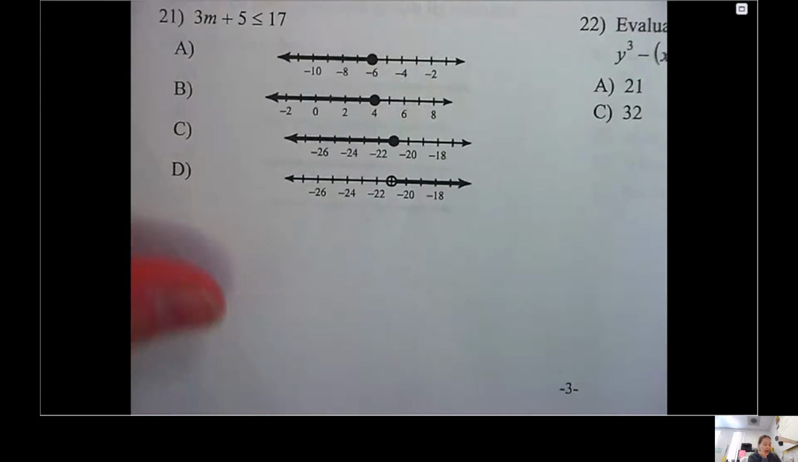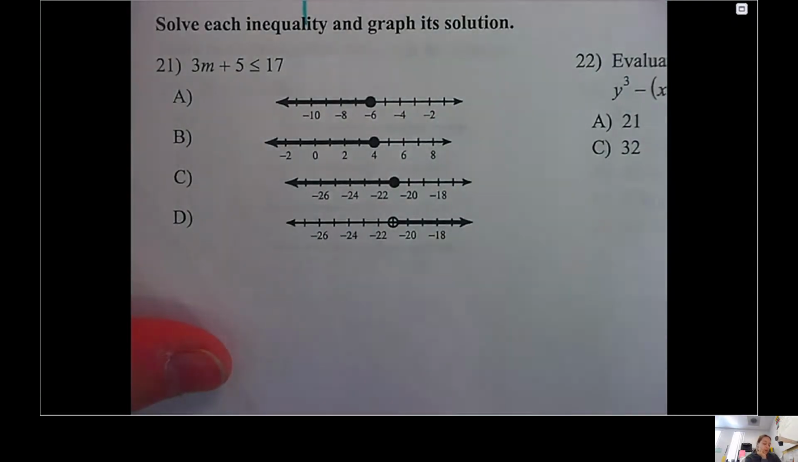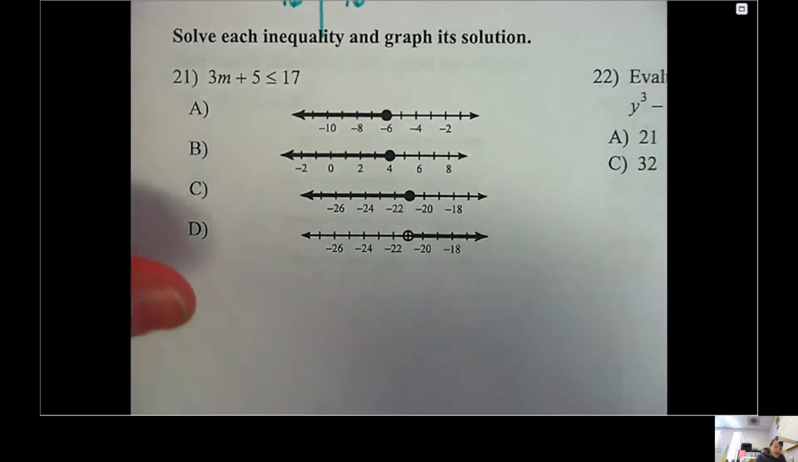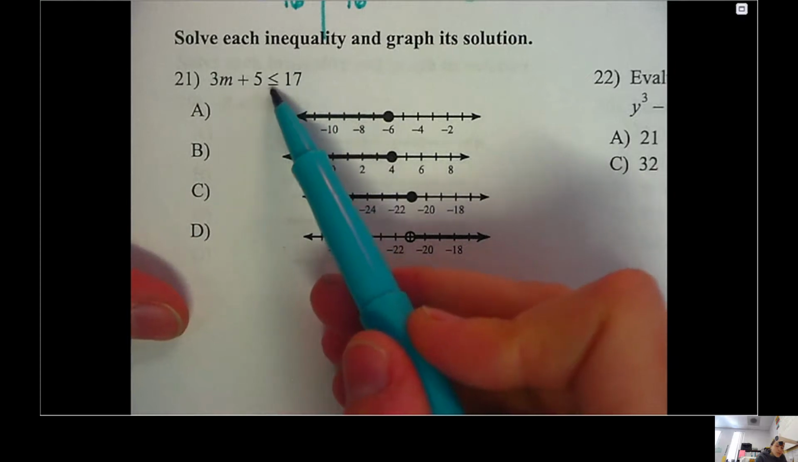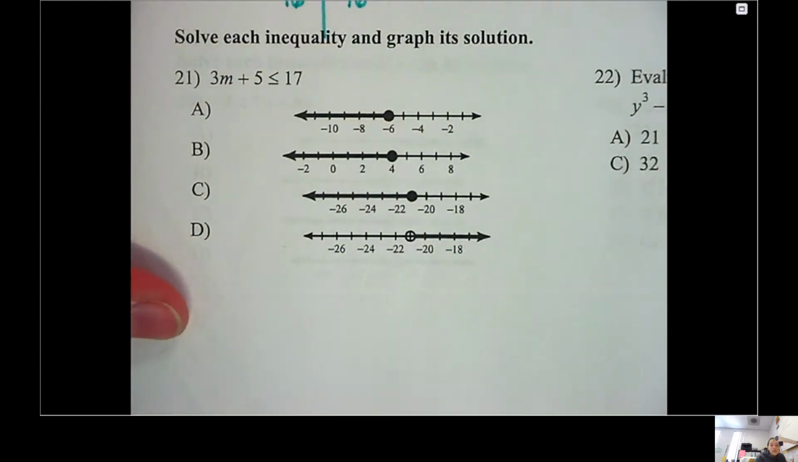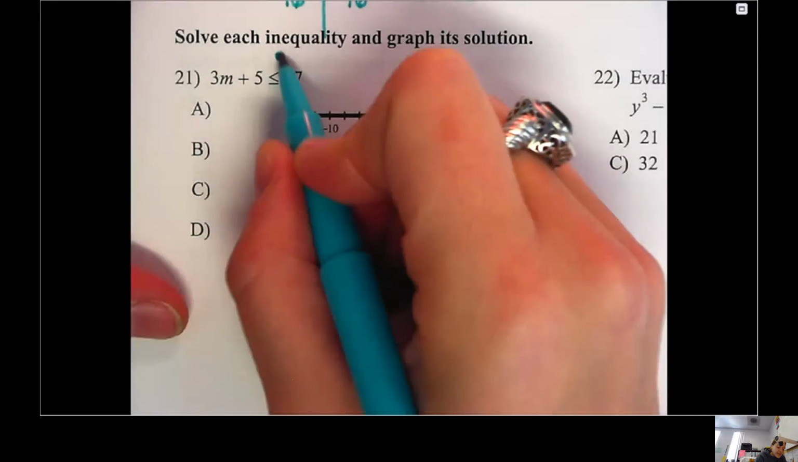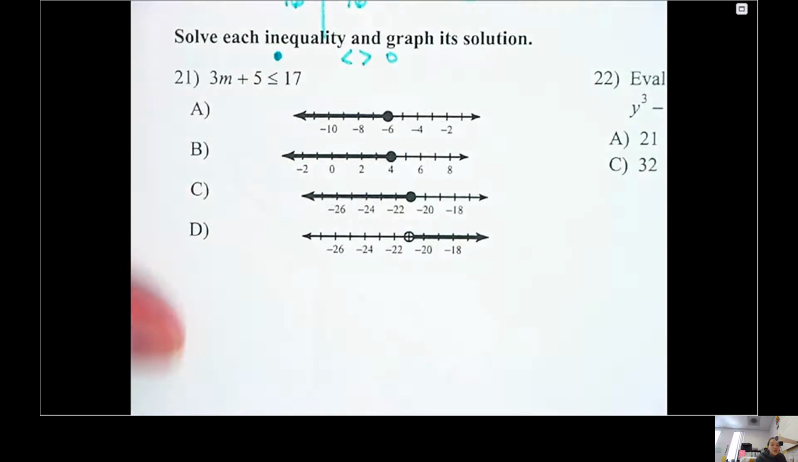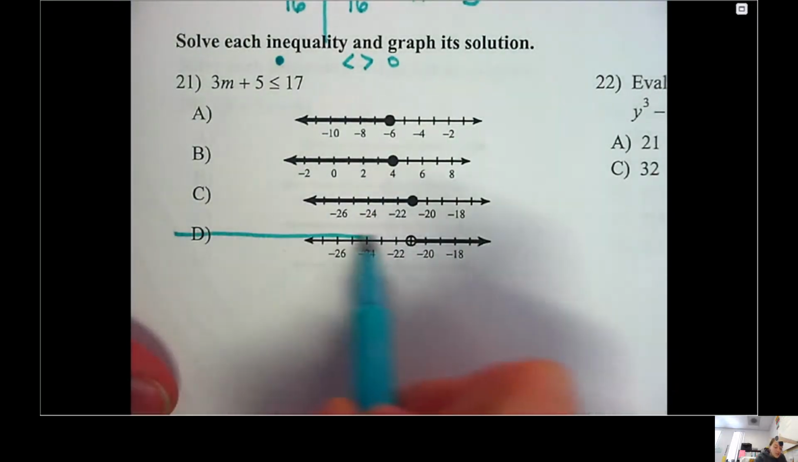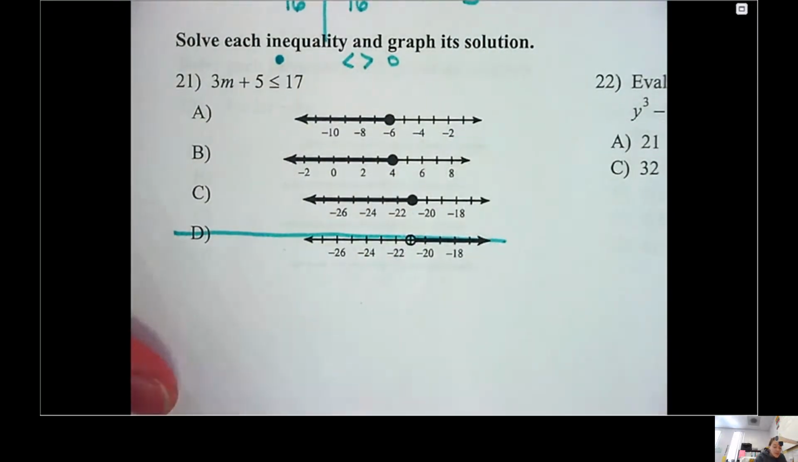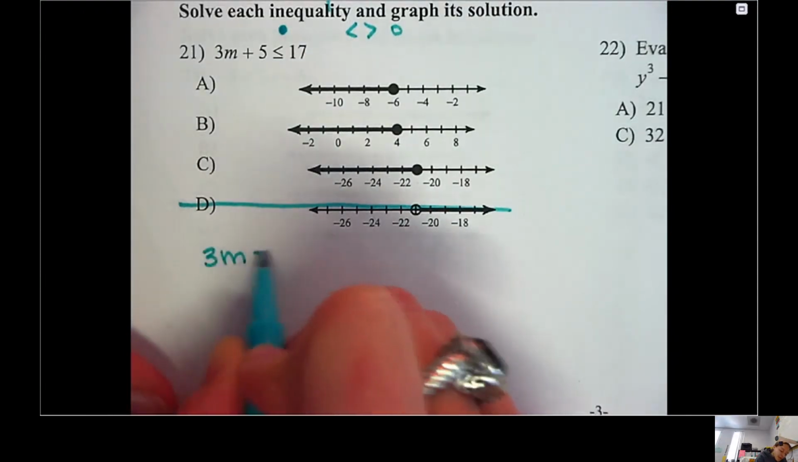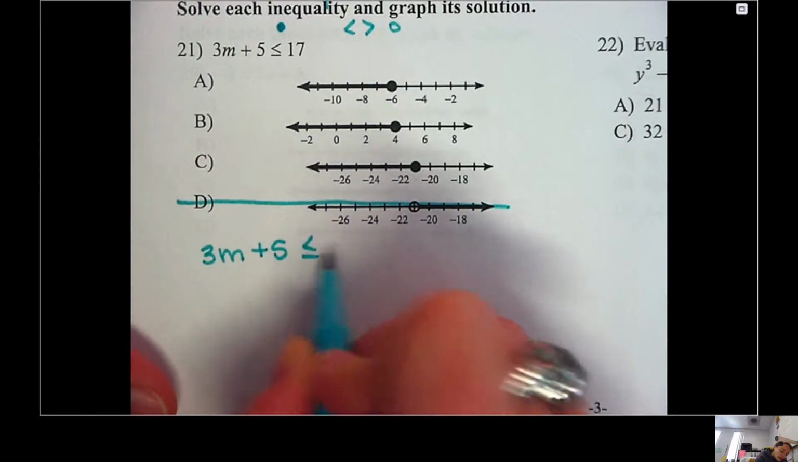Okay. Solve each inequality and graph its solution. So essentially I'm trying to get the n value in this case by itself, and then I'm going to graph it. Now, I see that this is a less than or equal to symbol. When it has the equal to, that means we have to color it in. If it was just less than or greater than, then it would be an open circle. So just by looking, I can already cross off letter D because that was an open circle. So I know it's got to be one of the ones over here, and I'm going to figure out which one by solving the problem.